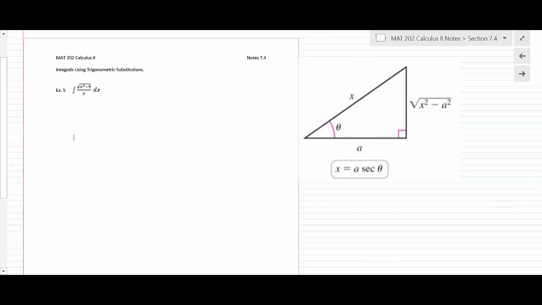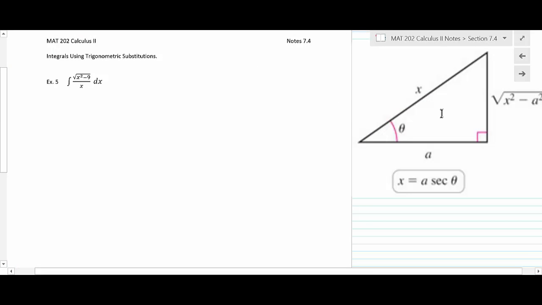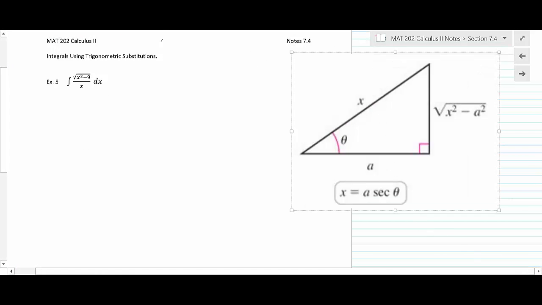And since it's x squared minus 9, if the x comes first, it becomes a secant substitution. If the a comes first, it's a squared minus x squared, then it becomes a sine substitution. Okay? So the first thing we want to do with this one is we want to get the triangle drawn and the substitution kind of done. So what I'm going to do on this is write this kind of like this. So let's draw out a triangle, and then we'll get our substitution put together like this.